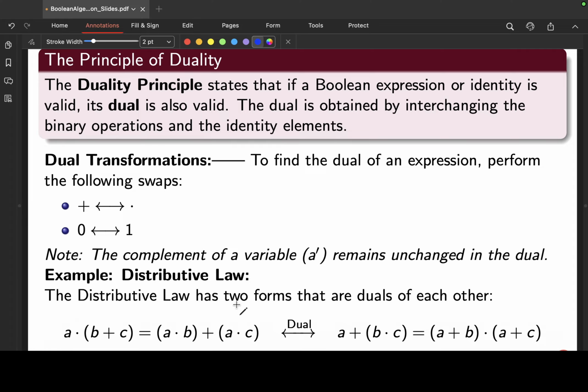The distributive law has two forms that are duals of each other. This: a dot bracket b plus c equal to bracket a dot b bracket plus bracket a dot c. So its dual form is this. We write plus in place of dot. So a plus bracket b dot c equal to bracket a plus b bracket dot bracket a plus c. Very important principle, duality principle.